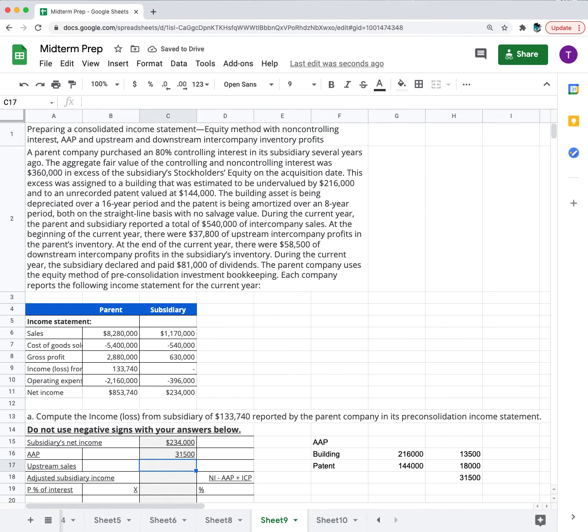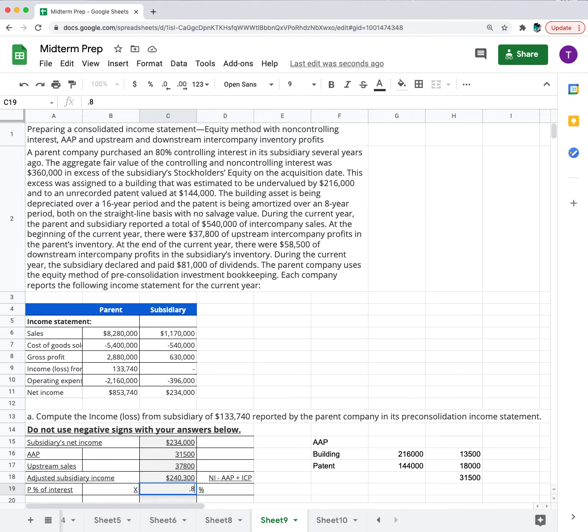Upstream sales, $37,800. And so now we can calculate the adjusted subsidiary income. I put a note here: net income minus the AAP plus the ICP, or the intercompany upstream. So minus, plus, we get $240,300. And then what percent of this belongs to the parent?